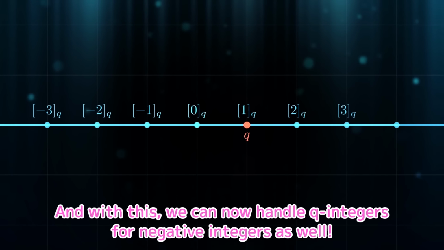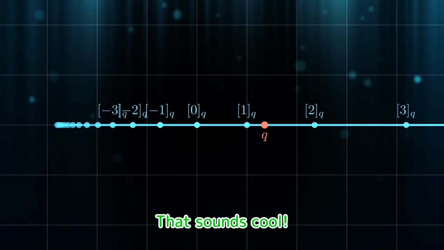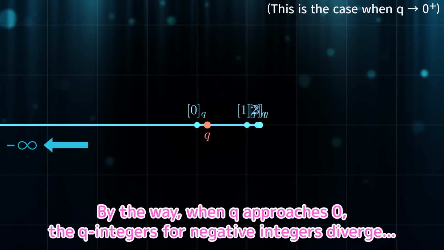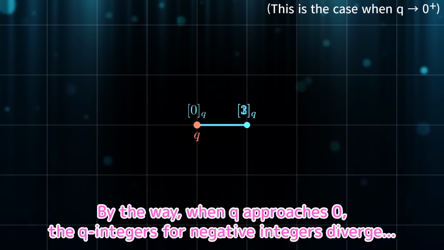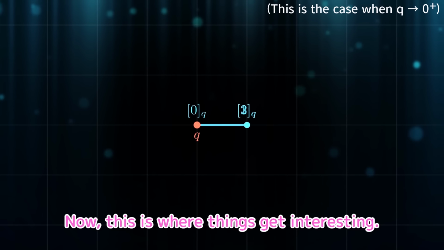And with this, we can now handle q integers for negative integers as well. That sounds cool. By the way, when q approaches 0, the q integers for negative integers diverge. They shoot off to negative infinity. Now, this is where things get interesting.